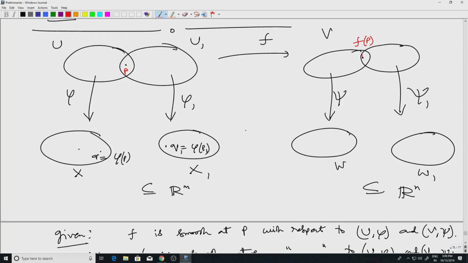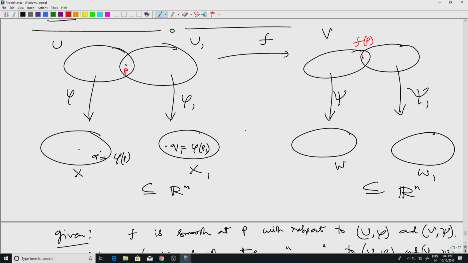So let me resume from this diagram that I had started last time. We were talking about smoothness of maps between manifolds, and the issue was the following: the very definition of a smooth map involved the choice of charts, and we wanted to check that if it is smooth with respect to one pair of charts, then it's smooth with respect to any other pair.